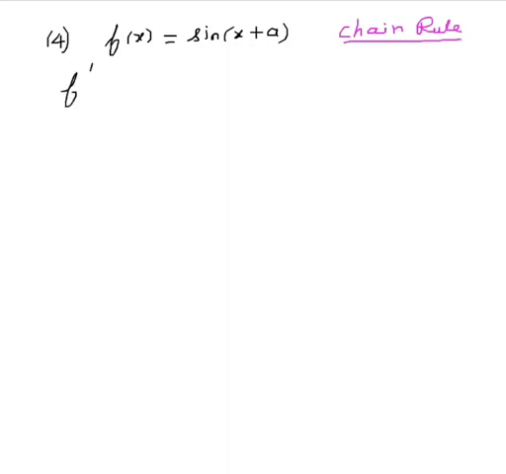Question number 14. f of x is equal to sine of x plus a. Here also we are going to use chain rule. But the inner function is a linear function. f dash of x is equal to, sine has to be differentiated first. Differential of sine function is cos of x plus a, keeping the inner function x plus a same. Now the inner function x plus a has to be differentiated, which is 1 plus 0, 1. Therefore the answer is cos of x plus a.